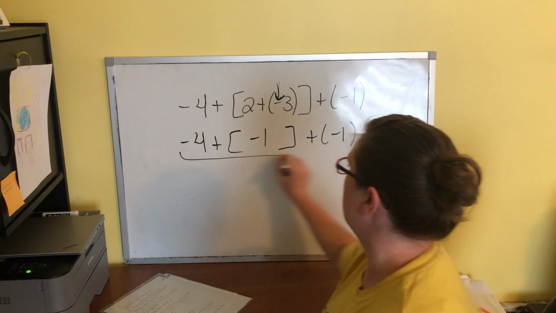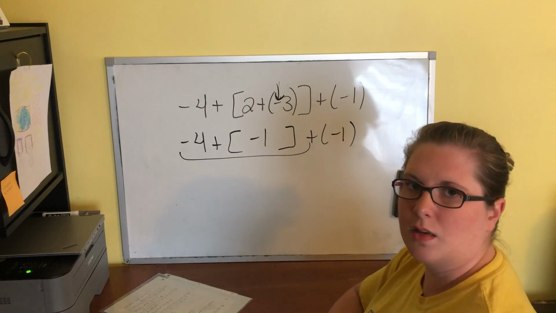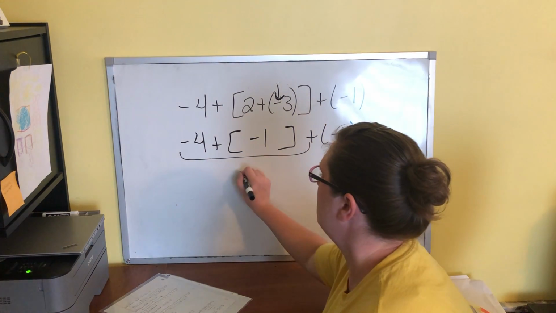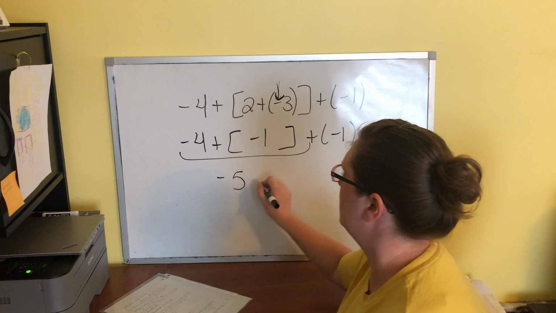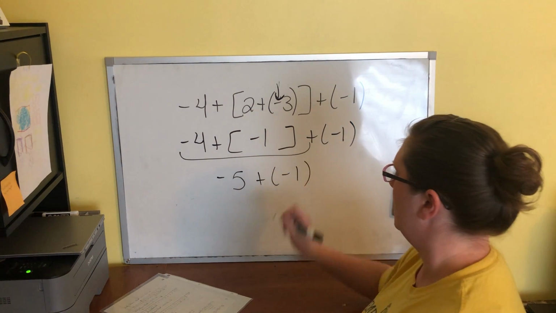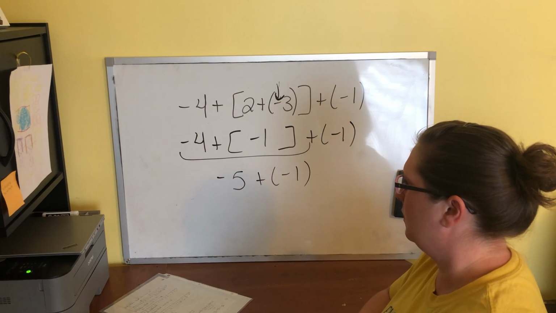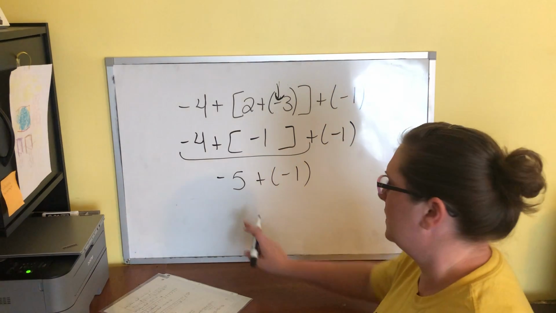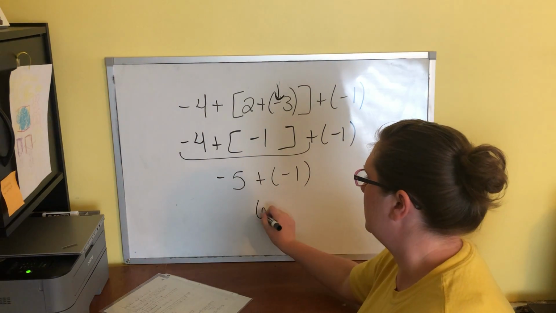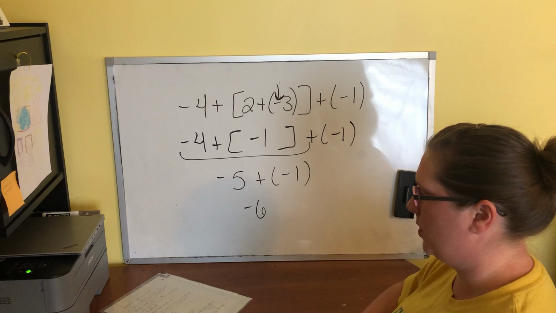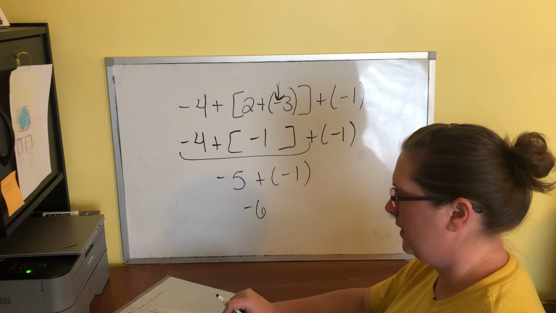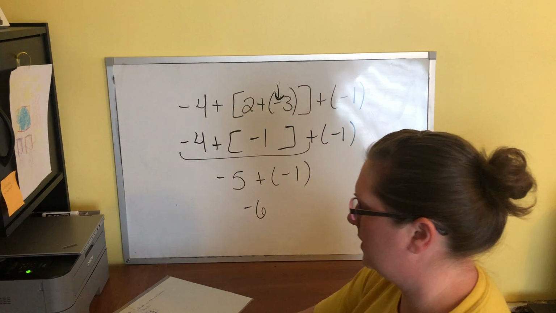So now we're just going to start adding. -4 plus -1. Well, I can add 4 and 1 to get 5. They're both negative, so it stays negative. Now I have -5 plus -1. They're both negative, so I can add 5 and 1 is 6. Keep the negative because they're both negative. Okay? So I hope that kind of makes some sense.